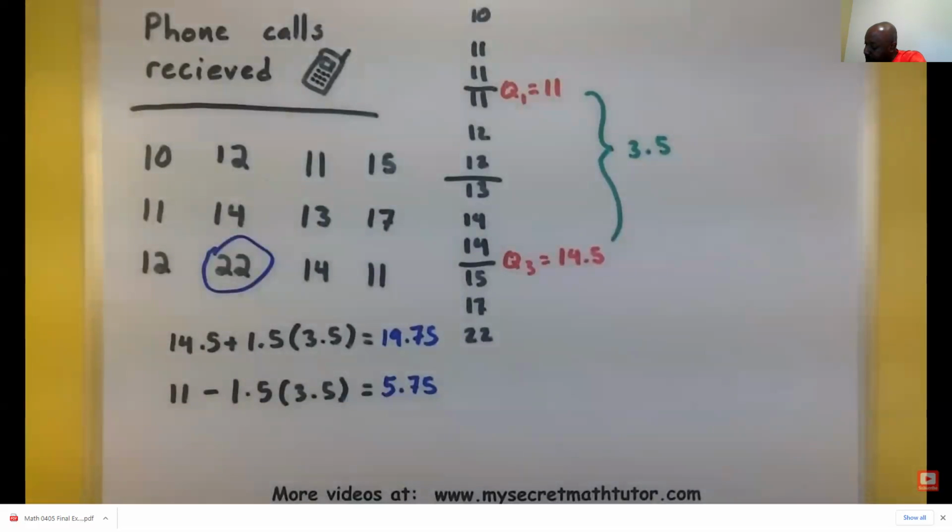So remember that you got to find a few different bits of information first, but this is how you go about finding your outliers.